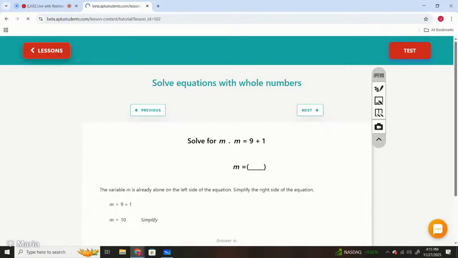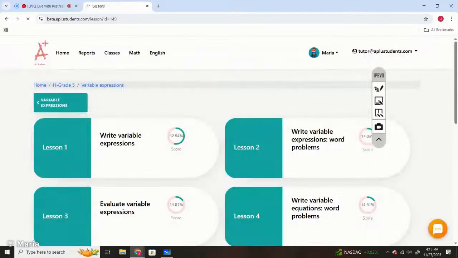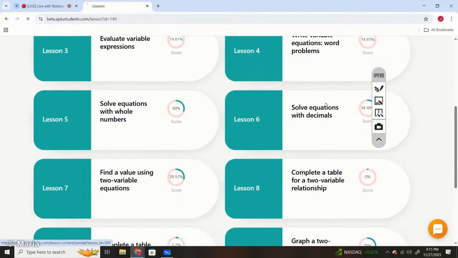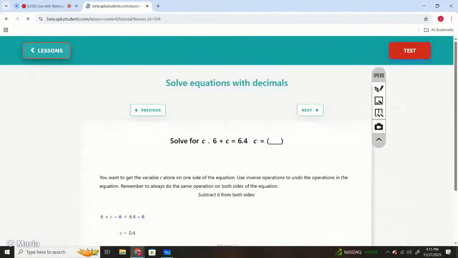The next lesson is solve equations with decimals. Let's just start with the lesson. So solve for c.